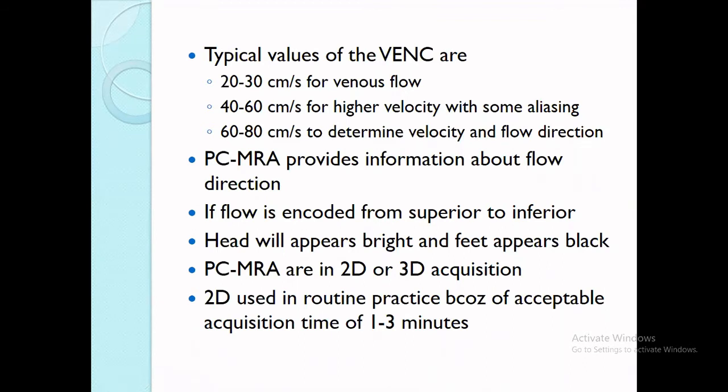In the neck area, we have the vein and the artery going side by side. One is the carotid artery and the other is the jugular vein. So if you are measuring and the flow is encoding from the superior to inferior, meaning it is coming from the head toward the neck side, that means it is the venous system that we are looking into.